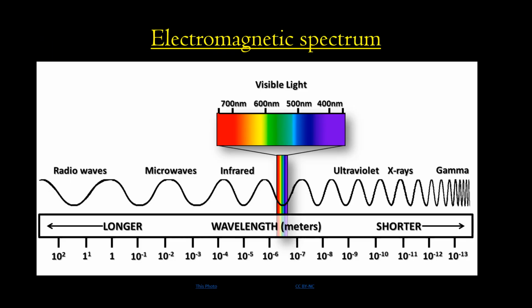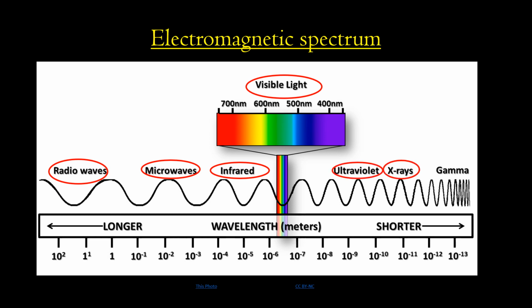This is the electromagnetic spectrum, showing different types of electromagnetic radiation. There are 7 main types of electromagnetic radiation. We have radio waves, microwaves, infrared, visible light, ultraviolet, X-rays, and gamma rays. We need to be able to arrange the different types of electromagnetic radiation in order of frequency or in order of wavelength or even in order of energy.